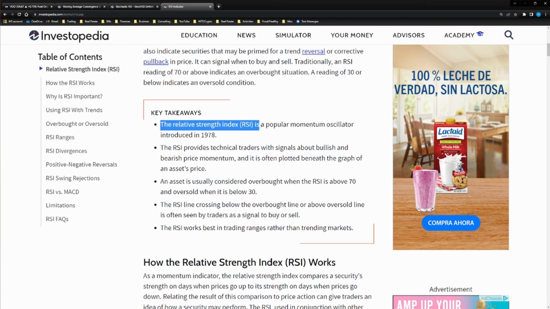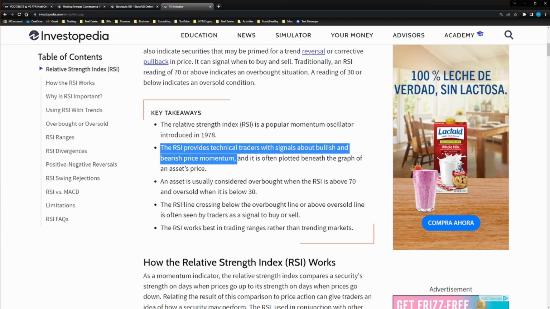The Relative Strength Index, RSI, is a popular momentum oscillator introduced in 1978. The RSI provides technical traders with signals about bullish and bearish price momentum, and it is often plotted beneath the graph of an asset price.